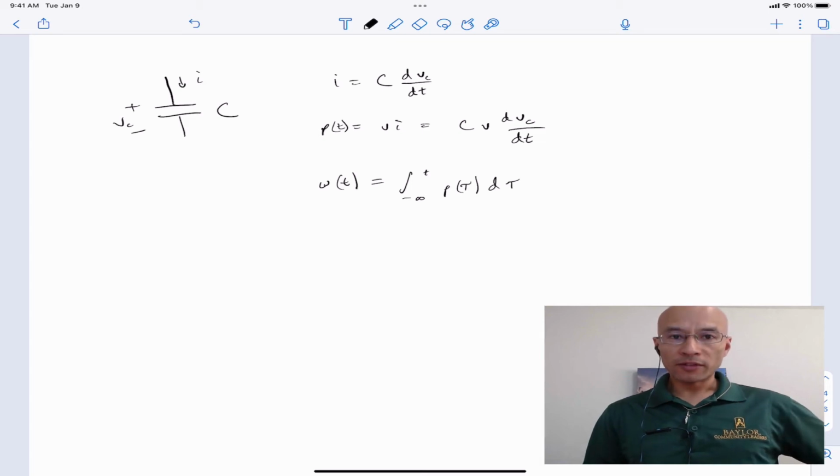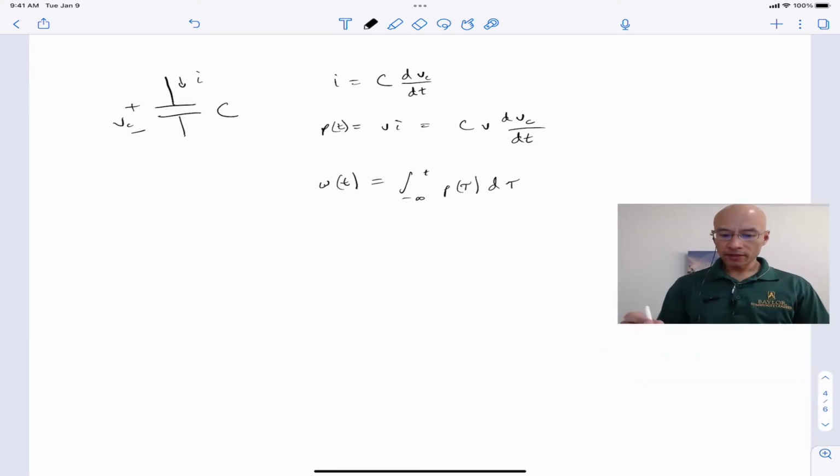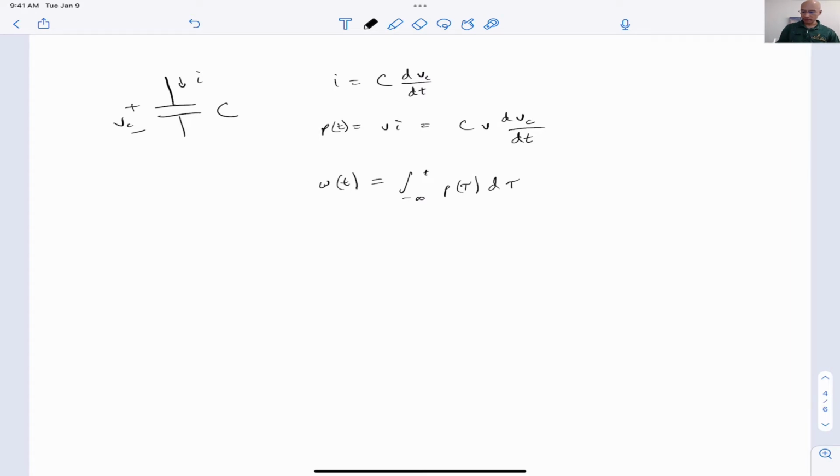In this video, we'll briefly discuss the relationships between current, voltage, and power and energy stored in a capacitor. So here's a capacitor. It has some current I running through it and a voltage VC across it. Its capacitance is C. We're familiar from previous videos that the current and voltage relationship is like this.